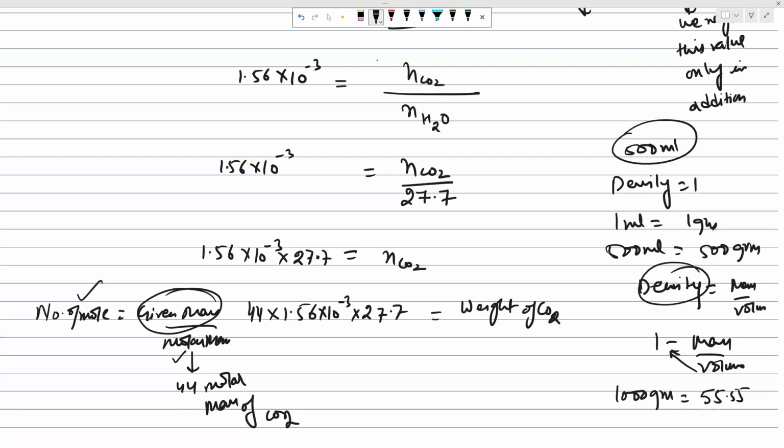Approximately, what value are you going to get here? Check it. Try to check it.